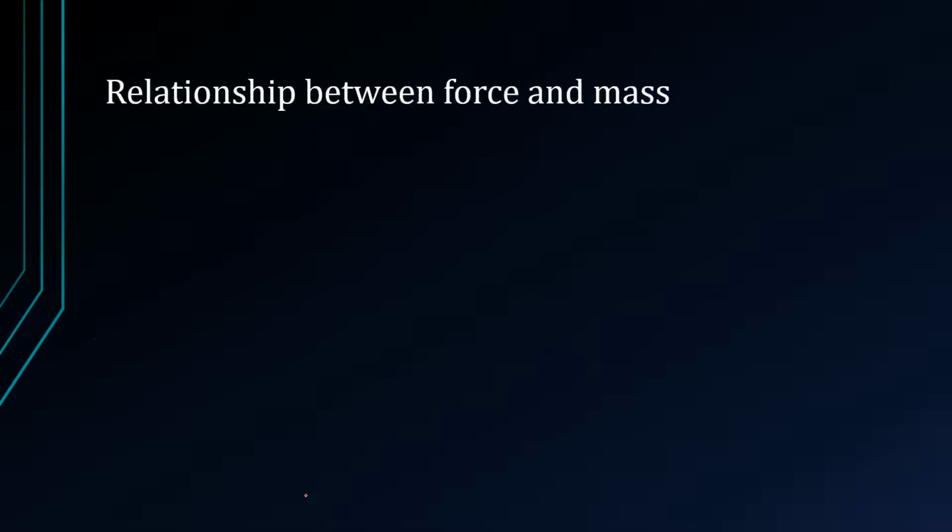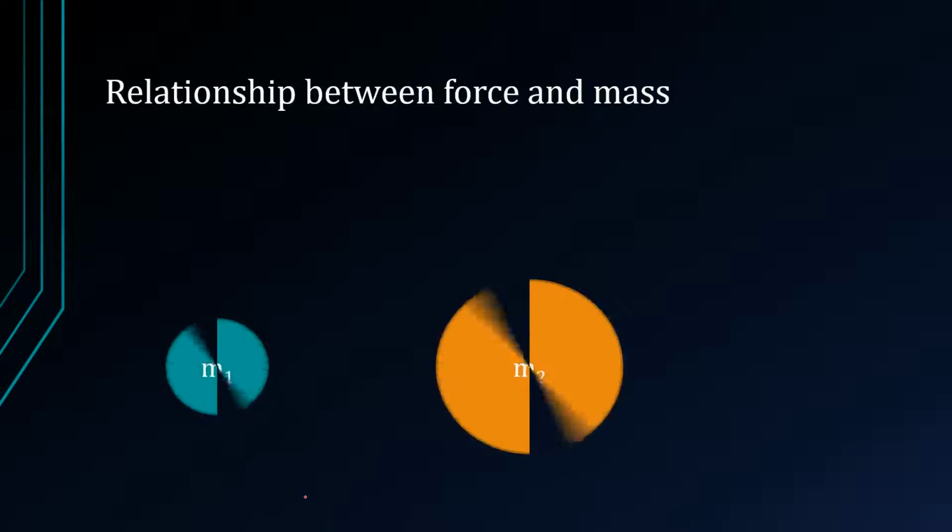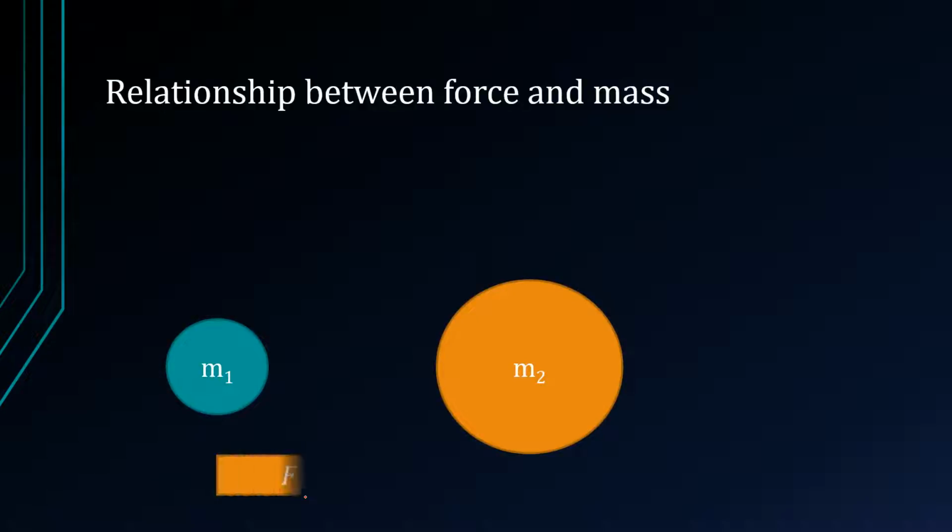Let's look at the relationship between the force and the mass. Consider two masses m1 and m2. m1 is going to experience a force due to m2, and we'll call this F2. And m2 is going to experience a force due to m1, we'll call this F1. Remember, when we talked about forces, we said that they occur in pairs and they occur in opposite directions to each other. Notice these two forces are paired and they point in opposite directions.